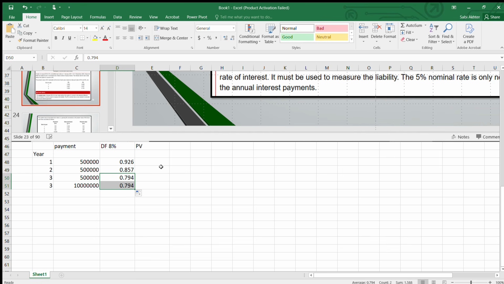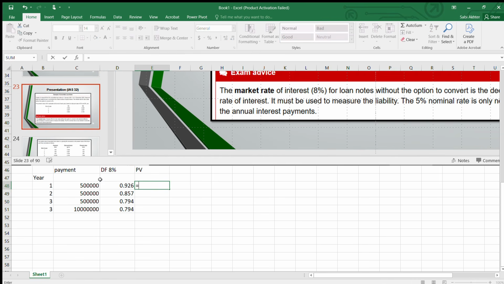Now when you find the present value, just simply multiply this by this. Once you do it in one cell, no need to do it in another cell. Just copy paste in your other cells. That's it. So what's happening here? You see, this is the total, 7.94 million.